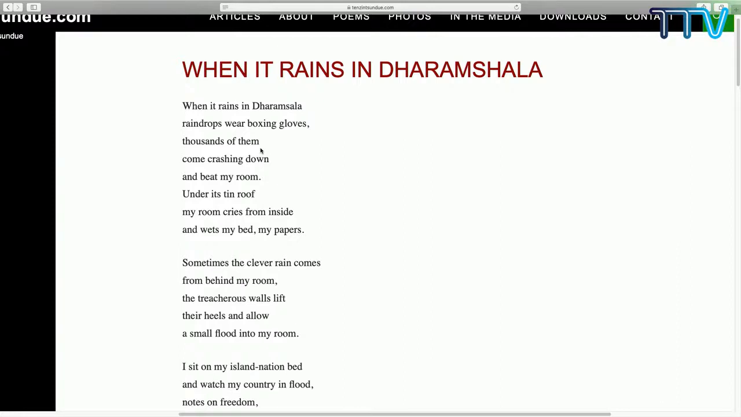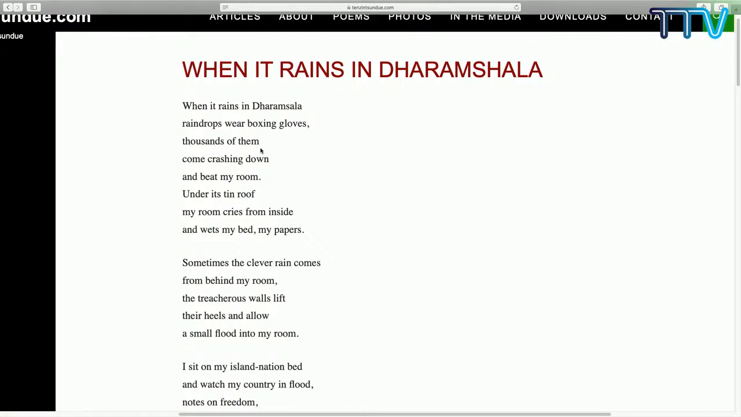Okay, yes. When it rains in Dharamsala. When it rains in Dharamsala, raindrops were boxing globes. Thousands of them come crashing down and beat my room. Under its tin roof, my room cries from inside and wets my bed, my papers. Now, if you look at this particular stanza, okay, yes.